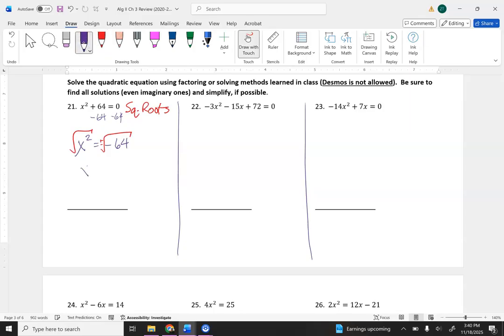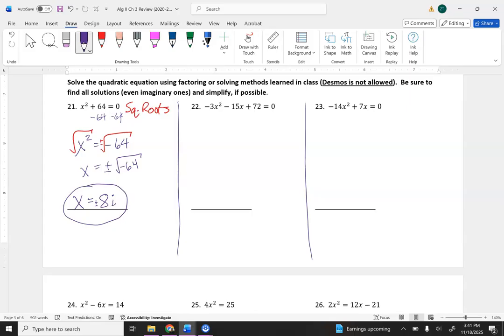So we would get that x is equal to the positive or negative square root of negative 64. And we can simplify that because the square root of 64 would be 8, and the square root of that negative, basically negative 1, would be an i. And then, of course, the positive or negative versions of that. So that was a pretty quick solve.